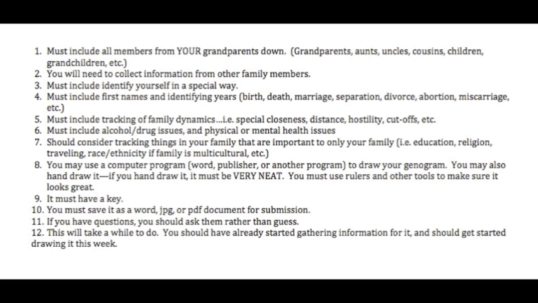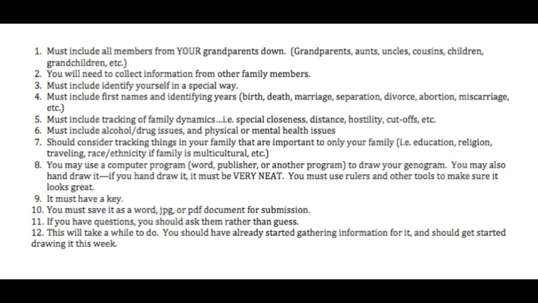You must identify yourself in a special way so that when I look at your genogram, or when someone else would be looking at it, they can see where you are on there. And it needs to include first names of everyone and identifying years, like birth years, death, marriages, separations, divorce, abortion, miscarriage, etc. You need to track the family dynamics, like closeness between people, distance, hostility, cutoffs, etc.